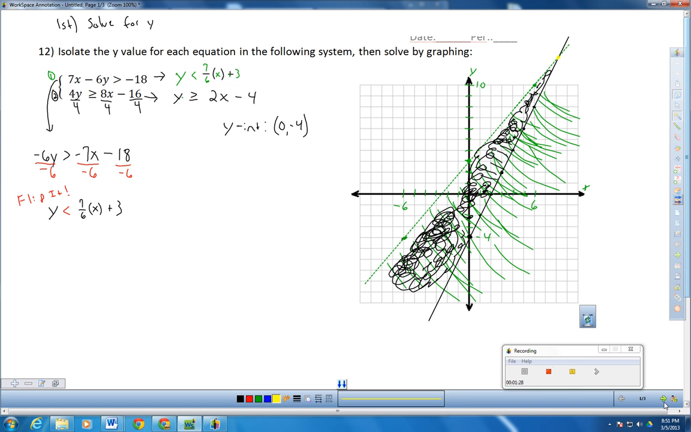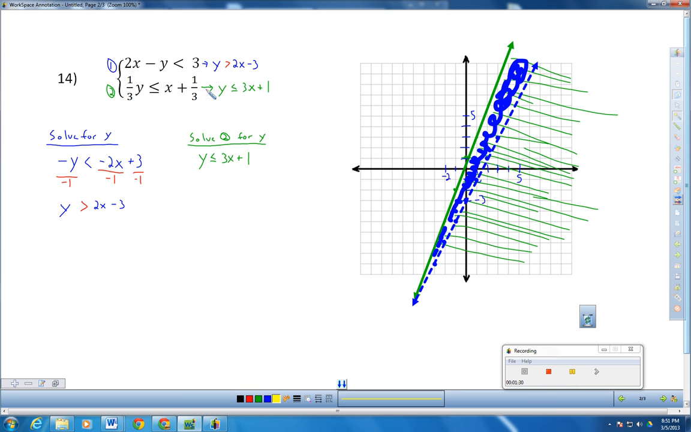Okay, so moving on now, the second example that I want you to check here involves one system made up of two inequalities. We've got linear inequality 1 in blue, linear inequality 2 in green.